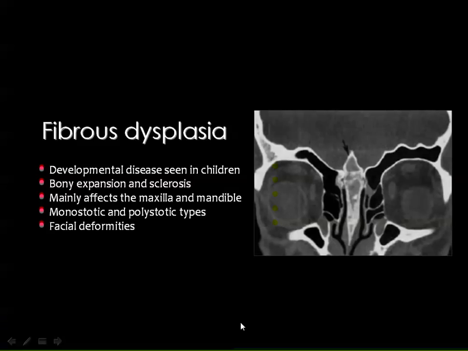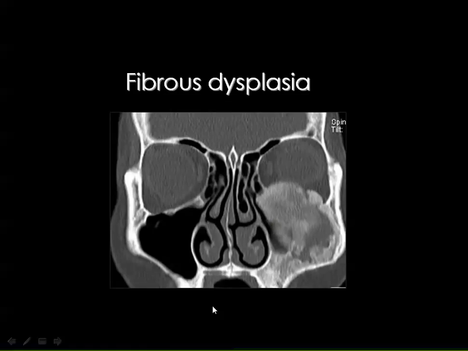And fibrous dysplasia is a developmental disease, which means that there is expansion of the affected bone and a ground glass texture of the bony matrix. This lesion is frequently seen in the orbital roof, but it can be seen also in the nasal septum or anywhere in the maxillofacial area.